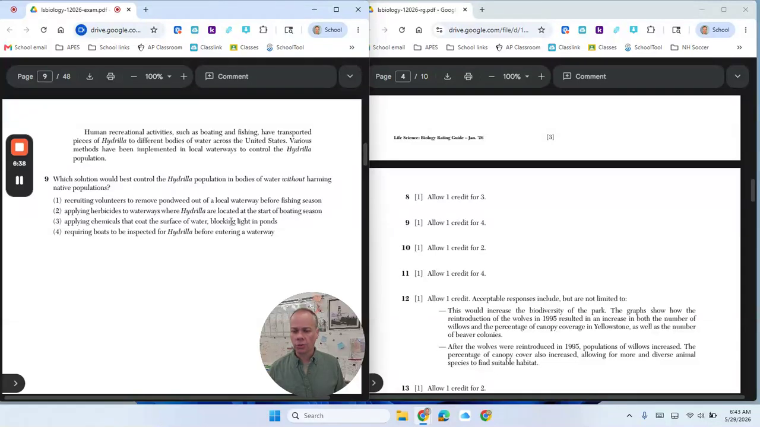Apply chemicals that coat the surface while blocking light. That would affect many organisms in this ecosystem, so that's not correct. And then 4, requiring boats to be inspected before entering the waterway. That would be one way of controlling hydrilla spread because you would ensure that boats aren't carrying pieces of hydrilla from one pond or lake to another. So the answer to that is number 4. Give yourself +1 if you got it correct. And that's the end of cluster number 2.